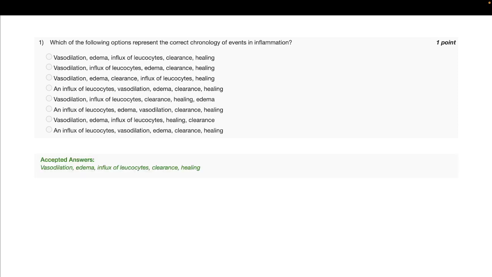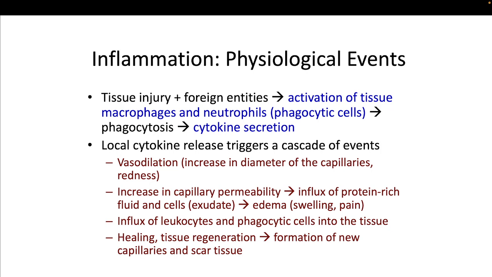So the correct answer is that the chronology of events is first there'll be vasodilation, then edema, influx of leukocytes, clearance, and then healing. So the right option is the first option. This is how inflammation proceeds. This is one of the slides I picked up from the lectures which the professor has given.